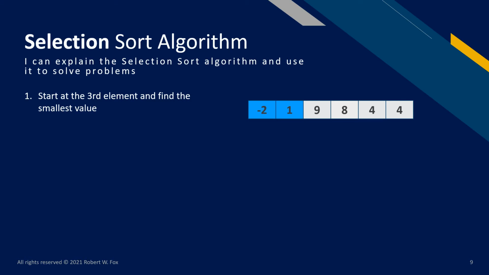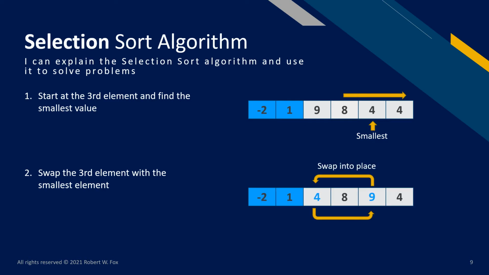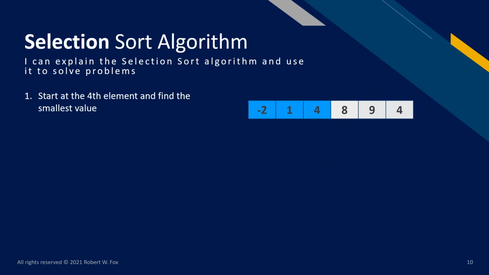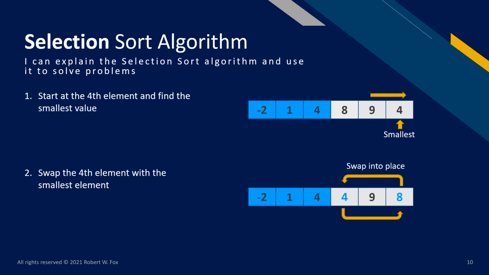So now, starting with the third element, we'll find the smallest value. In this case, that's going to be a 4. And then we're going to take that third element and the smallest element and switch them. So the 9 and the 4 will swap. -2, 1, and 4 are now in place, so we'll go to the fourth element and we will search for the smallest element in the remainder of the list, which of course is a 4. Then we'll swap the fourth element with the smallest element, so the 4 and the 8 will switch.